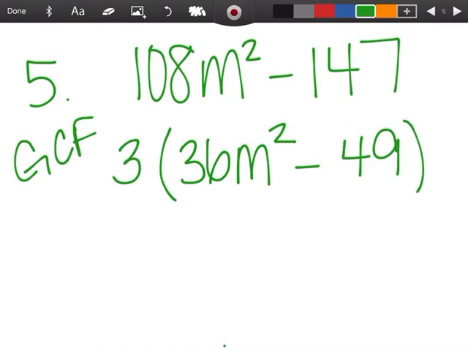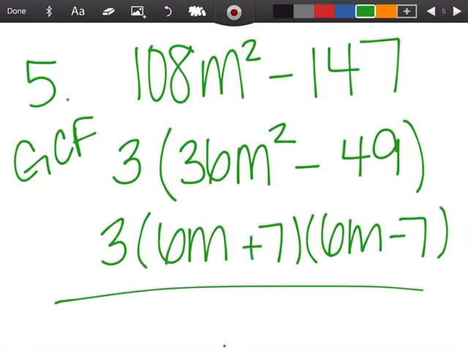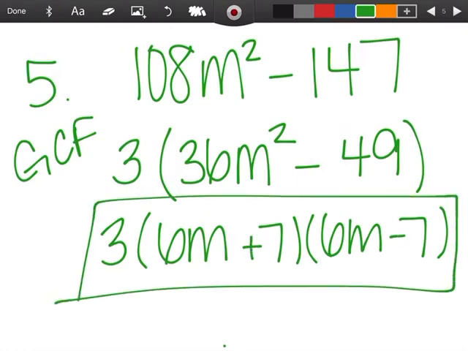So I like these as far as perfect squares go. I'm going to factor out a 3, and I'm going to get 6m and 6m, and then 7 and 7, so plus, minus. The final answer is 3 times 6m plus 7 times 6m minus 7.